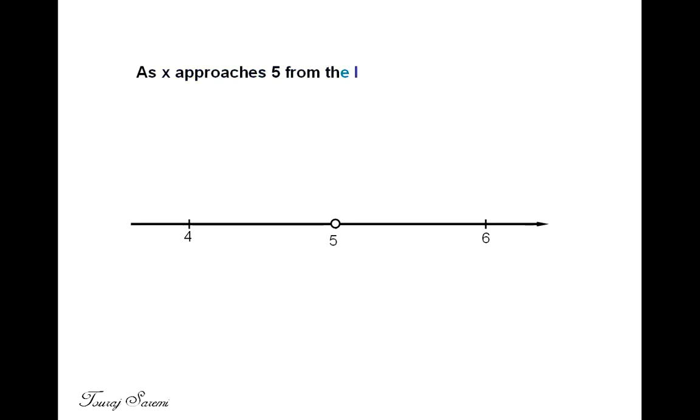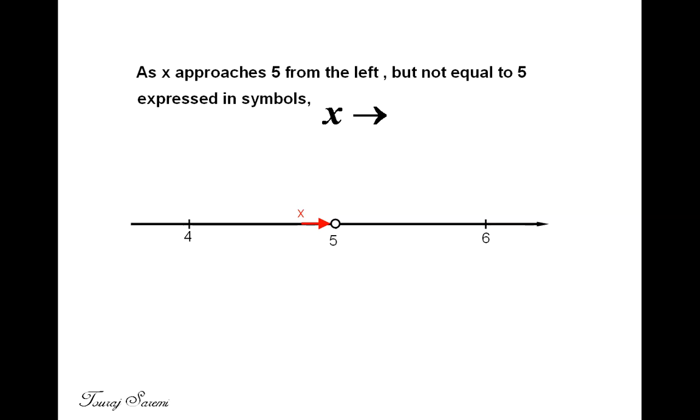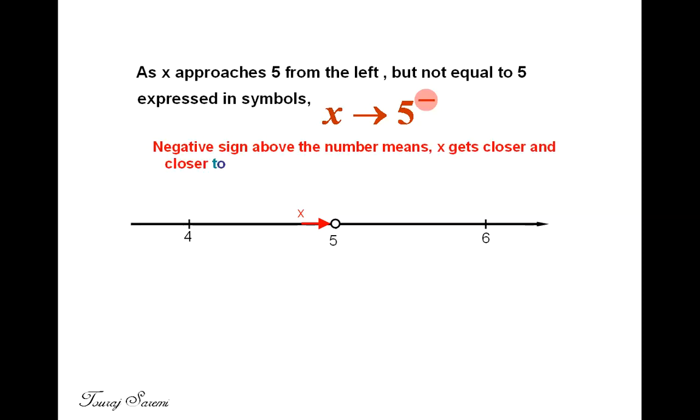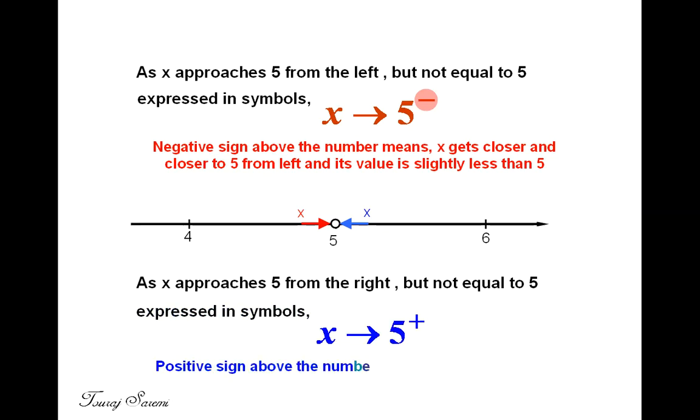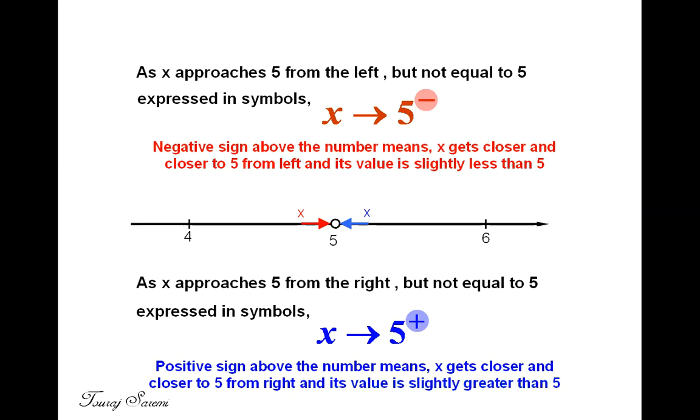As x approaches 5 from the left, but not equal to 5, expressed in symbols, the negative sign above the number means x gets closer and closer to 5 from the left and its value is slightly less than 5. As x approaches 5 from the right, but not equal to 5, expressed in symbols, the positive sign above the number means x gets closer and closer to 5 from the right and its value is slightly greater than 5.